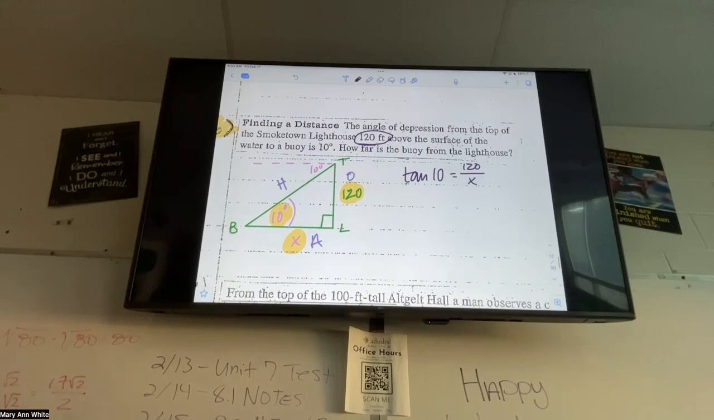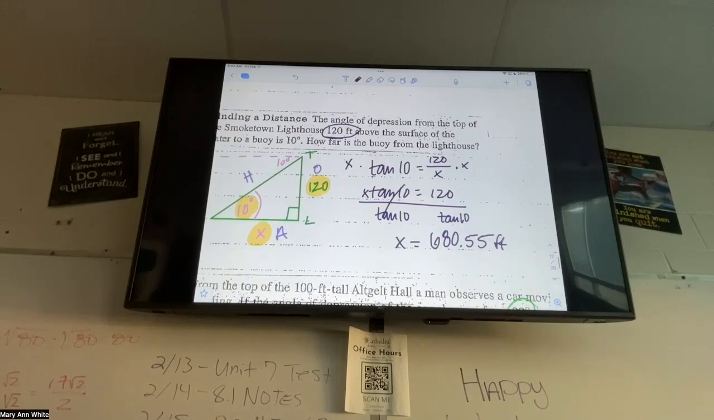What I will tell you, make sure that you're in degrees in your calculator. I am gonna multiply by x to get rid of that from both sides, and then I will divide by tan 10. 680, yes, 6.55. Good, thank you, Diane.